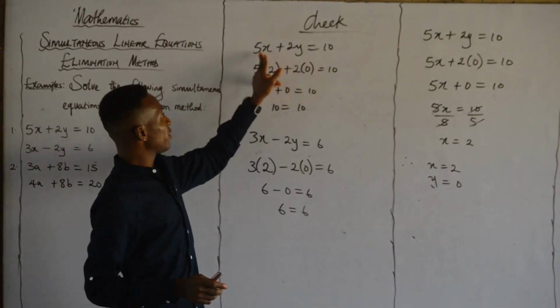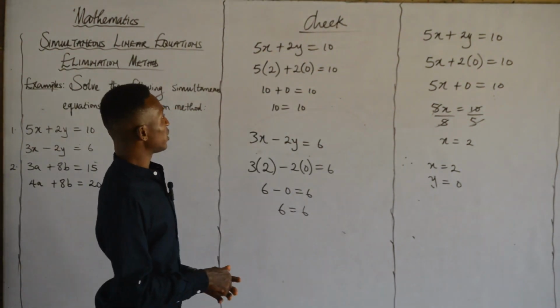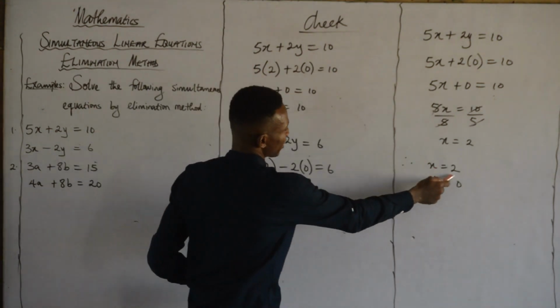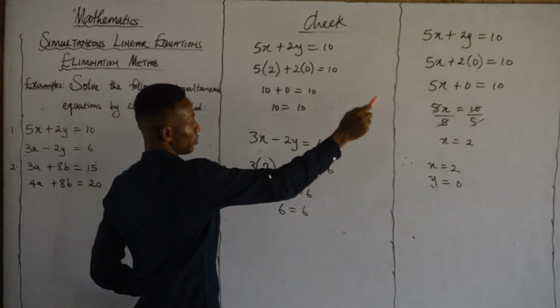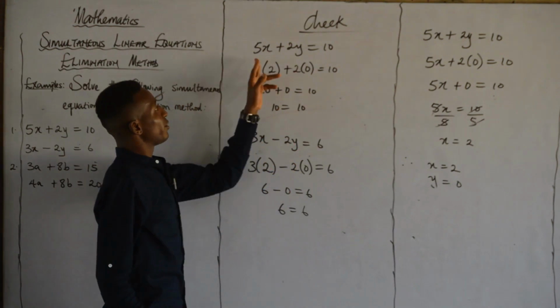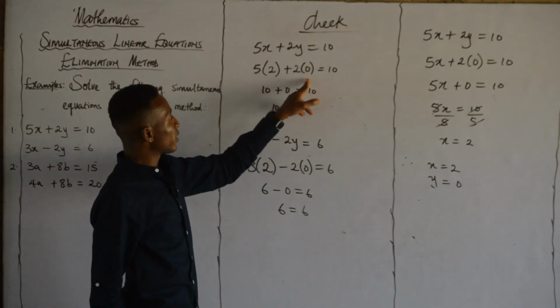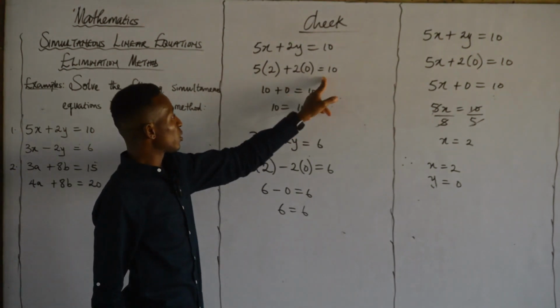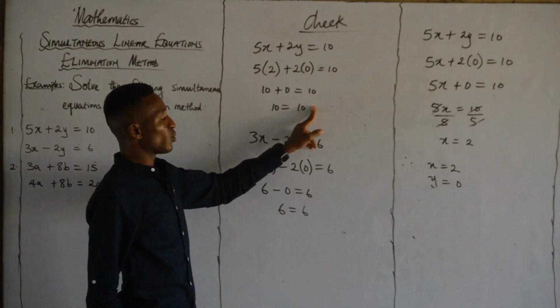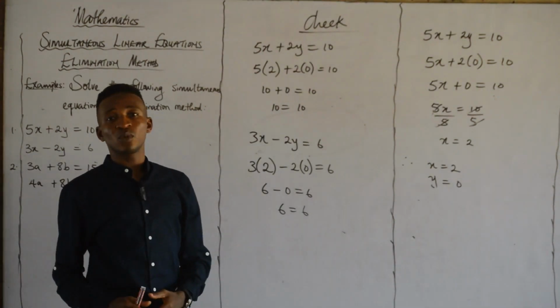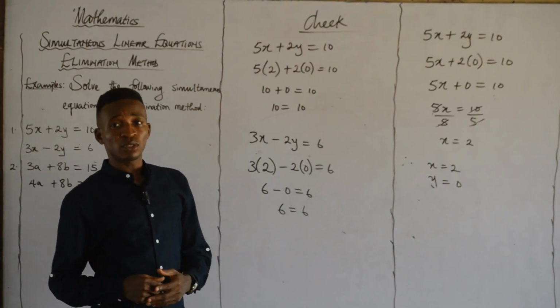Now, for my equation 1 here, 5x plus 2y equals 10, I wrote the question. My x is 2 from the answer we got here, and my y is 0 from what we have here. So, 5 into bracket 2, that means 5 times 2, we have 10. 2 into bracket 0, 0. Then 10 plus 0 gives us 10 equals 10. So our LHS is equal to RHS. Then that means your solution is correct.